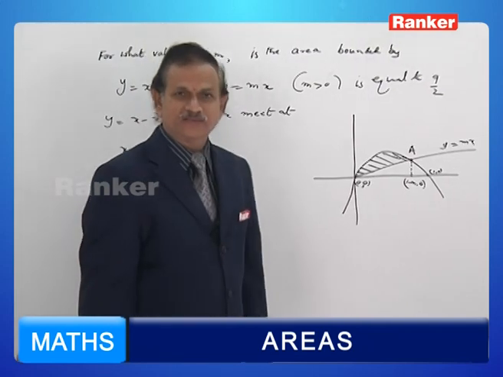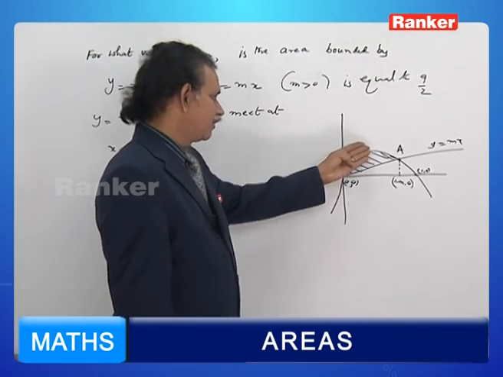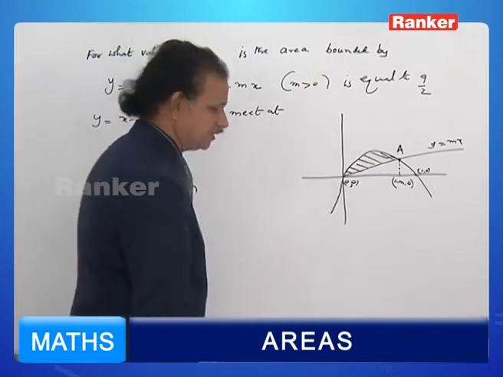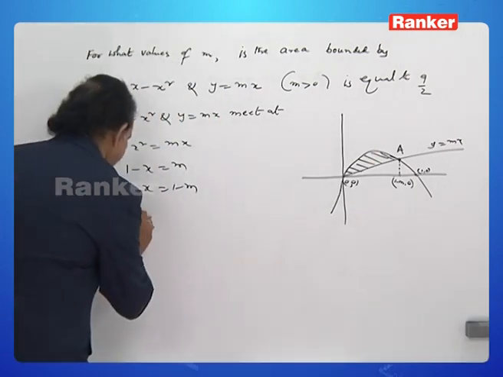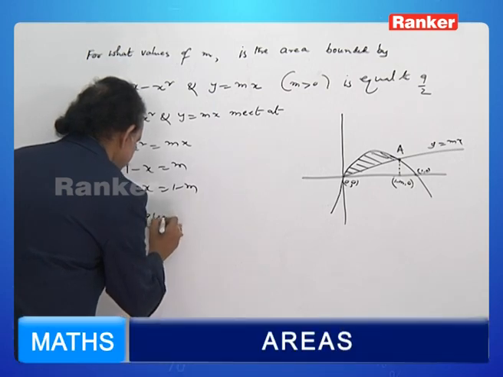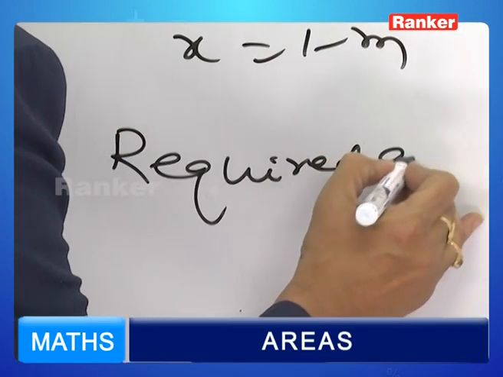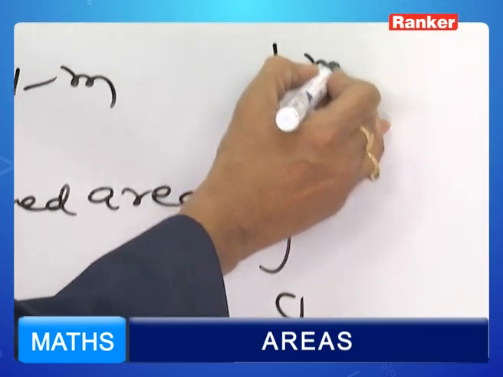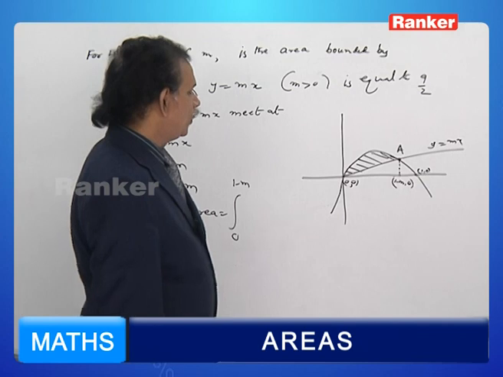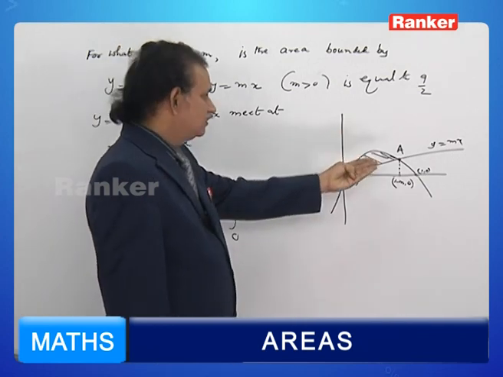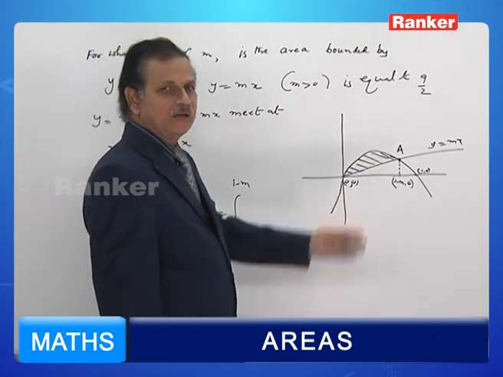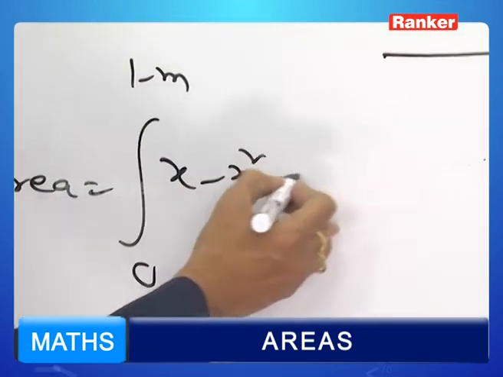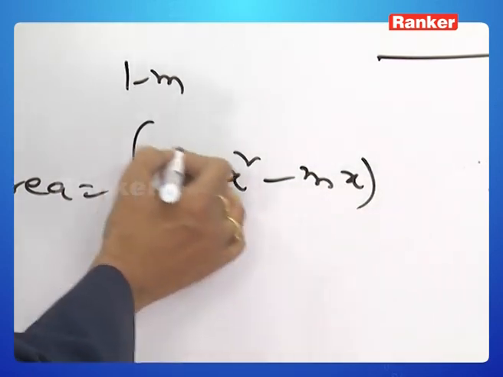Yes, what is the required area? Area under this curve minus area under this curve. This is f of x, this is g of x, isn't it? Therefore, the required area is equal to integral 0 to 1 minus m. Come on, friend, which curve lies at the upper place? Parabola or the straight line? Parabola. What is the parabola? x minus x square, minus the straight line mx, dx.